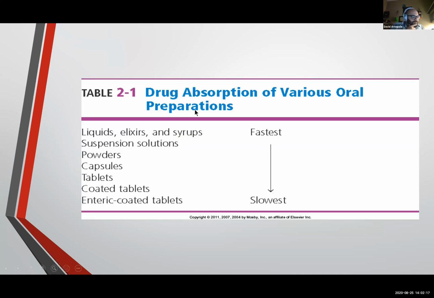Here is a slide from an older book. I don't think yours has it anymore, but this is just showing you what kind of routes are considered faster versus slower routes when we're talking about meds. A syrup or an elixir tends to go in and start breaking down rapidly, whereas enteric-coated tablets tend to be slower. It takes a while to get through just the stomach, so it's going to take even longer based on how they're designed.